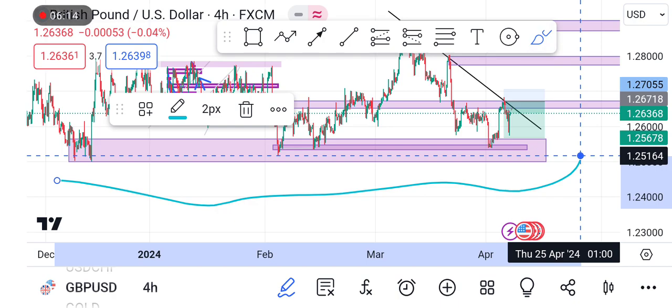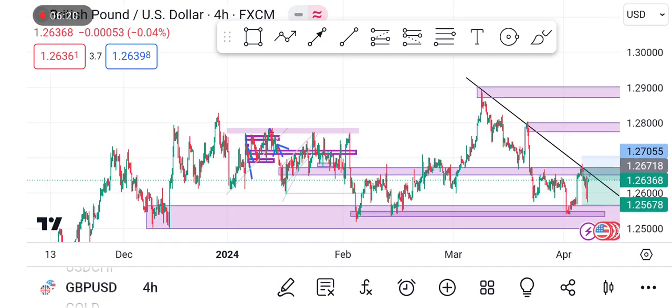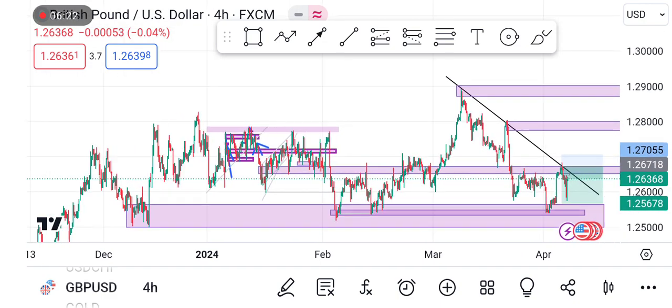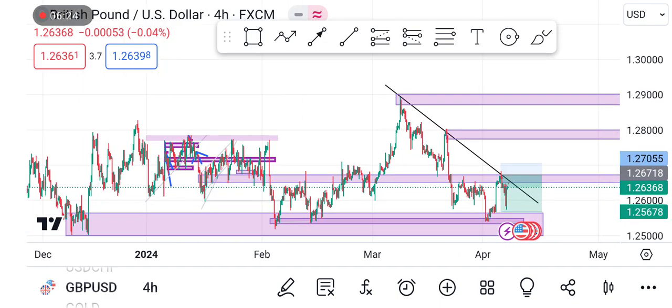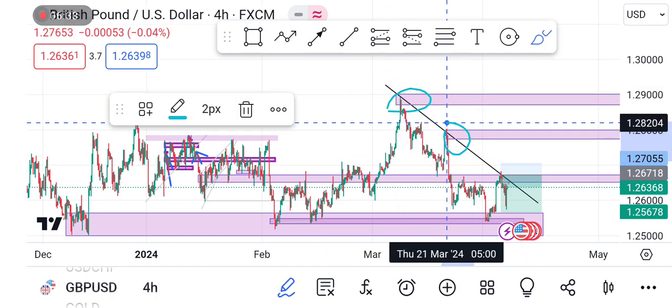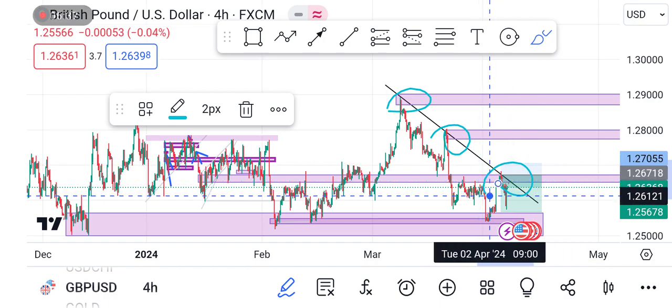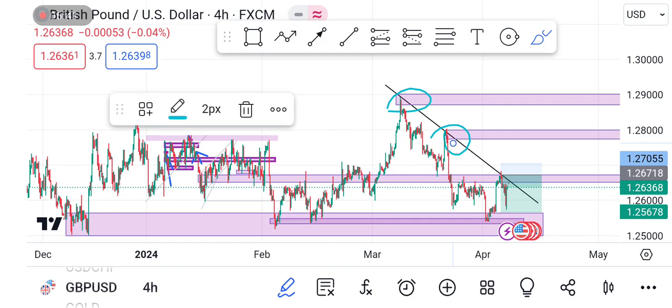Then, if we look at it again, this here created a downward pattern. This here is the higher high. This here is the higher low, and this here becomes a higher low.